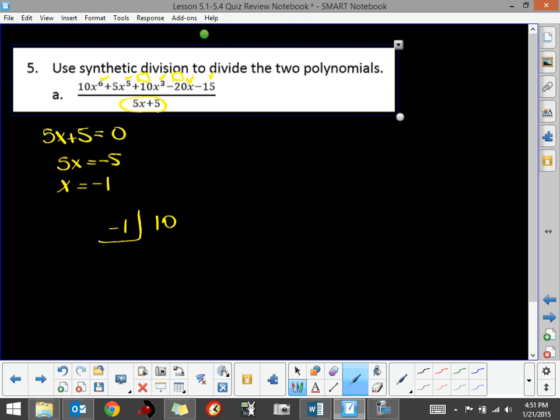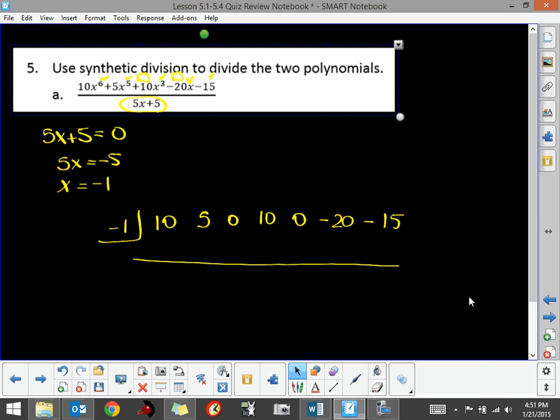So it's 10, 5, then we're missing our 4, so that's where we insert a 0. We have a 10 to the third, so we put in our 10. Then we're missing our x squared, so you put in a 0 for x squared, then minus 20x, so we put in minus 20 and minus 15. So what we do is we harvest all of the coefficients off of our variables. If we're missing one of the powers, we throw in a 0.